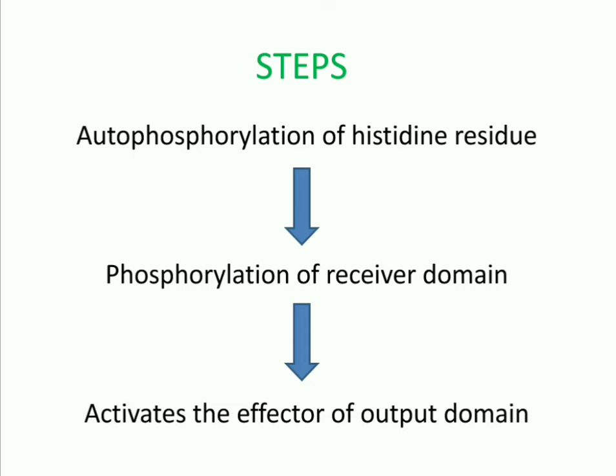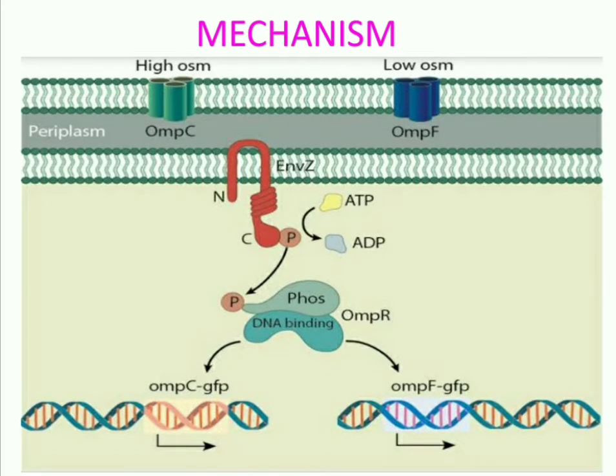The steps involved in these two-component regulatory systems are autophosphorylation of a histidine residue, then phosphorylation of a receiver domain, and next activation of the effector or output domain. That is the mechanism of action of this system.